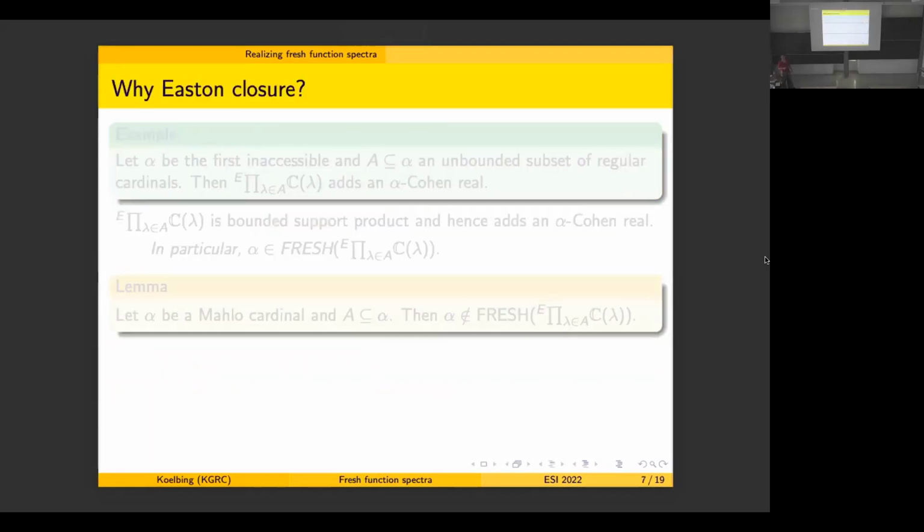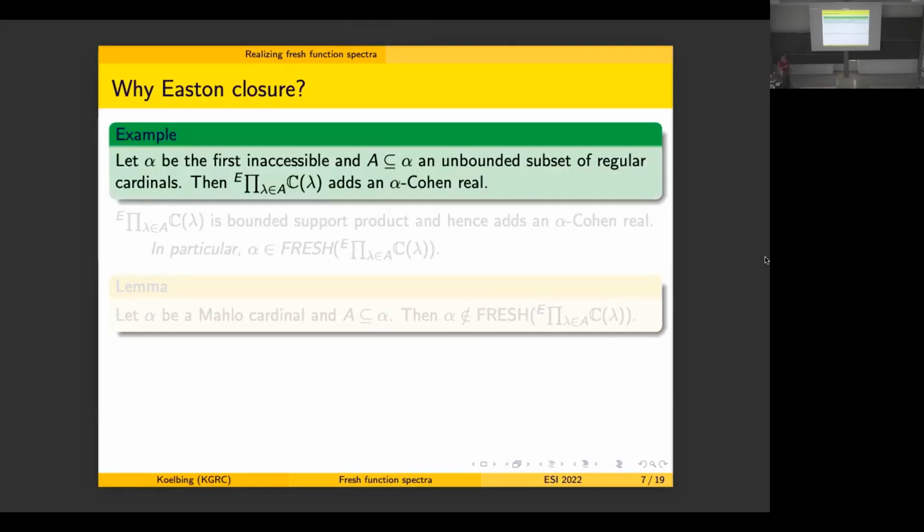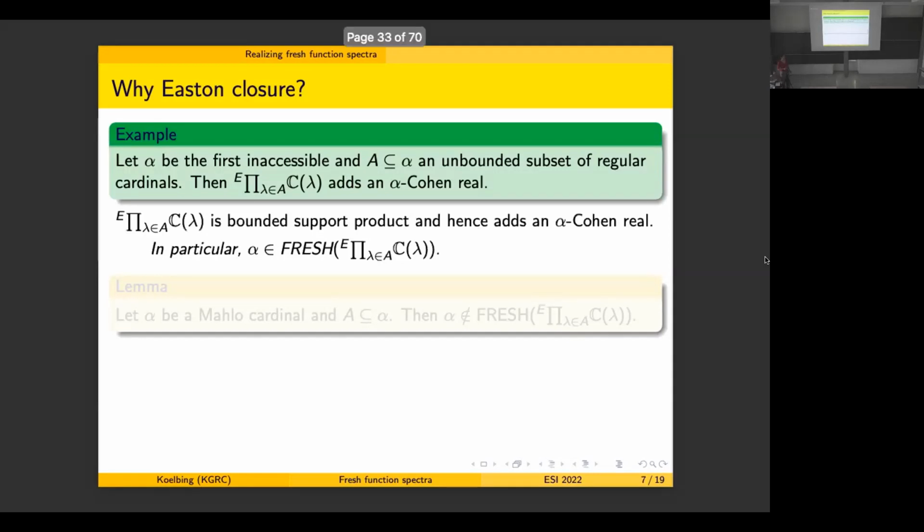Why do we need this Easton closure? Well, we cannot avoid it because here's the first example. If we have the first inaccessible alpha and an unbounded subset of regular cardinals below alpha, then the product here adds an alpha Cohen real. Because this is then, in this case, just the bounded support product, and the bounded support product adds an alpha Cohen real, which is a fresh function on alpha.